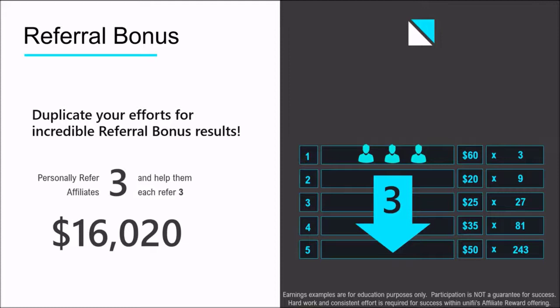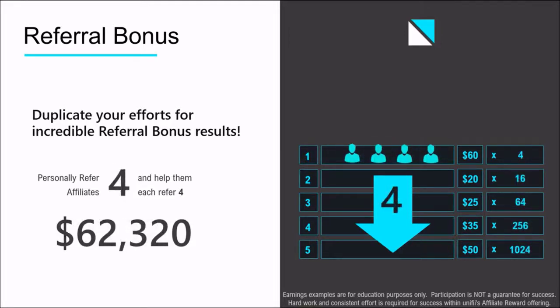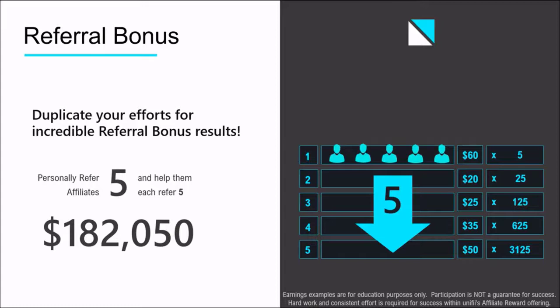Now, by just adding 1 referral bonus to your goal, when you refer 4 affiliates and you help them each refer 4 affiliates or customers 5 generations deep, you would have earned over $62,000 USD. 5 referrals duplicated 5 generations deep, your earning potential is over $182,000 US.